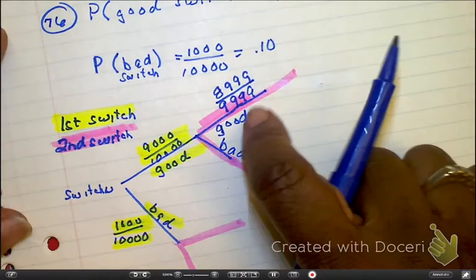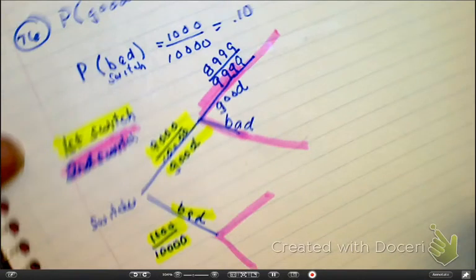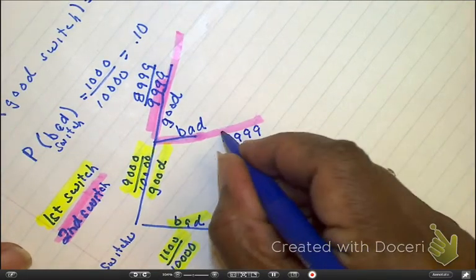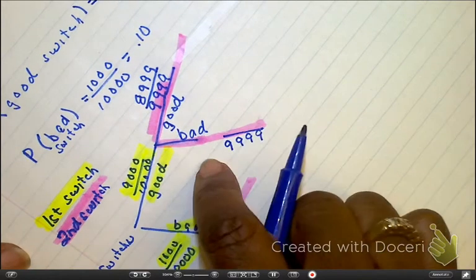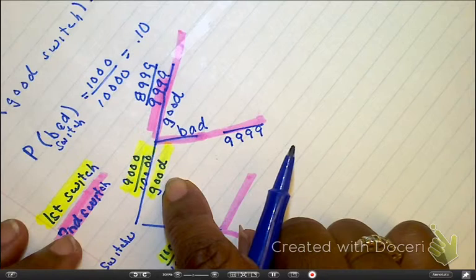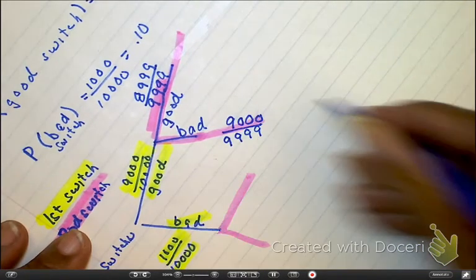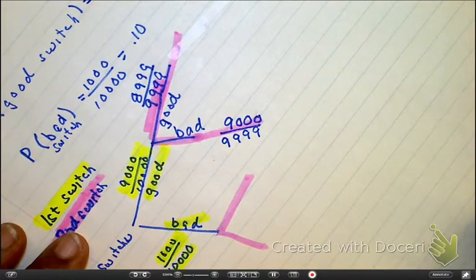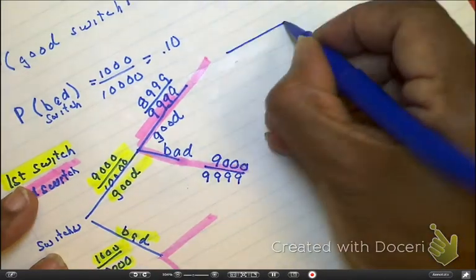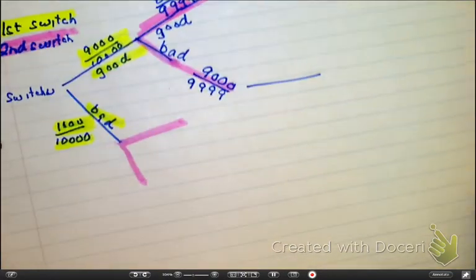Now here, let's look at the idea of bad. We still have one less switch, but that first one was good. So that means the bad ones are still available, right? So here, that is 1,000. Now we'll do the math on these in a few. More concerned about the logic behind it.